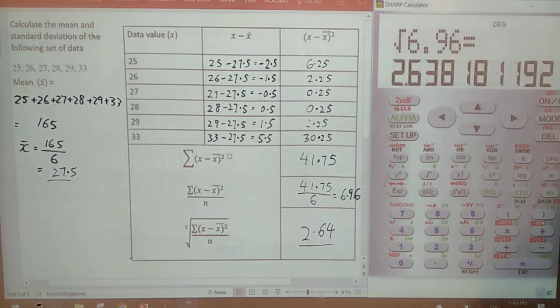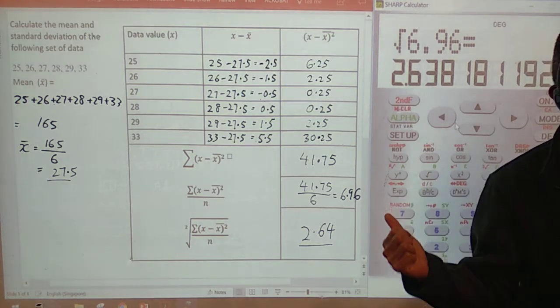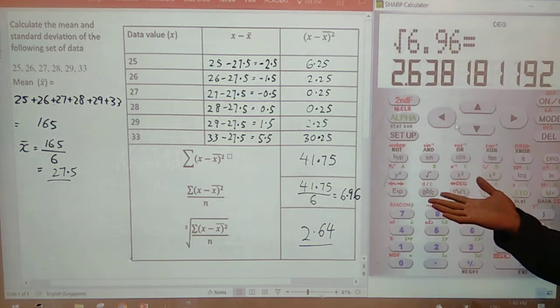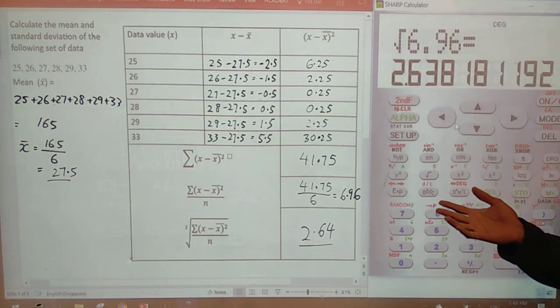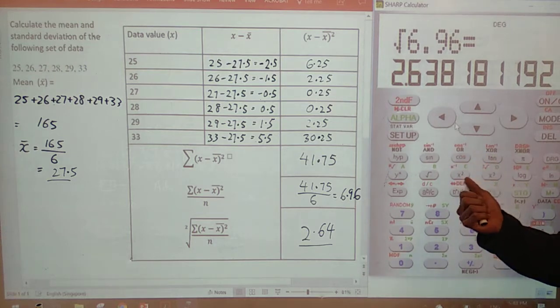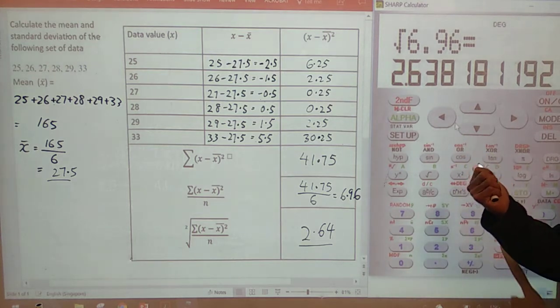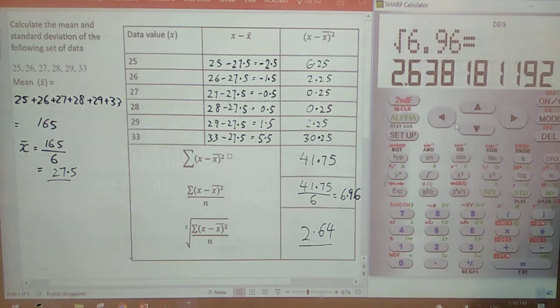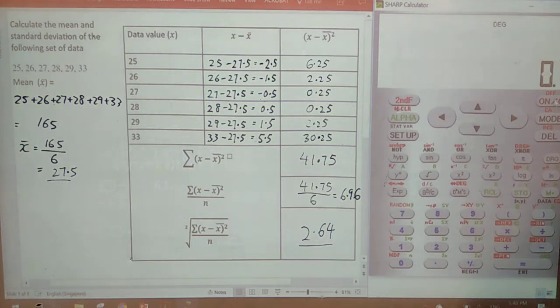You can use the statistics function of the calculator, and it will make the job of this really quick. Use the calculator, and you will do this calculation really quickly. So this is what we're going to do. Let's clear this. We're going to use the statistics function of the calculator.